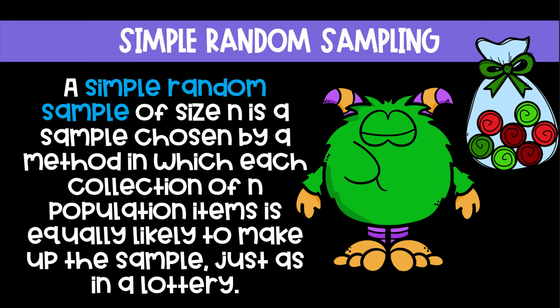Our first sampling method is called simple random sampling. A simple random sample of size n, take n to be any number, is a sample chosen by a method in which each collection of the n population items is equally likely to make up the sample, just as in the lottery. I don't know if you have ever heard the example of putting all the names in a bowl and then randomly picking them out, or in a bag of marbles, you mix them up and without looking, you take out a ball. What color would that ball be? All of those are examples of a simple random sample.